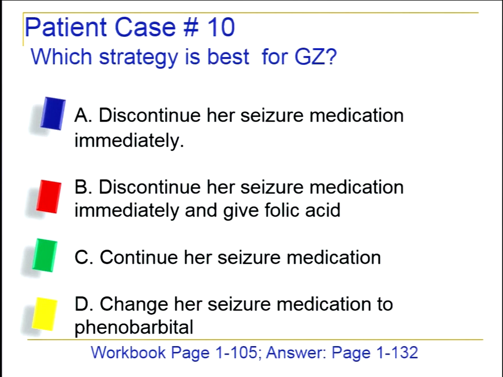Oh, no one wants to raise them up in the air. Look at this. Okay. All right. A mixture. Okay. But in this case, I would continue her seizure medicine.